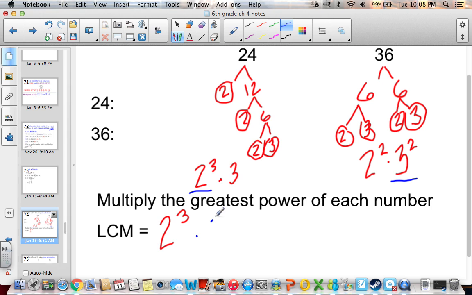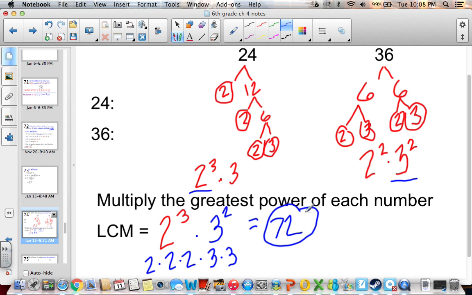So the least common multiple of 24 and 36 is whatever 2 cubed times 3 squared is. So 2 cubed, remember, is the same as 2 times 2 times 2, times 3 times 3. So 2 times 2 is 4, times 2 is 8, and then I know 3 times 3 is 9, so 8 times 9 is 72. If you were to do a list method and list them all out, you would still get the same least common multiple of 72.